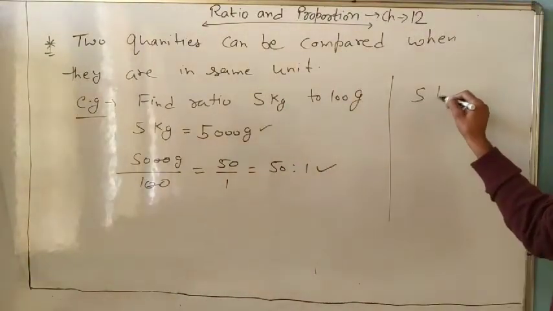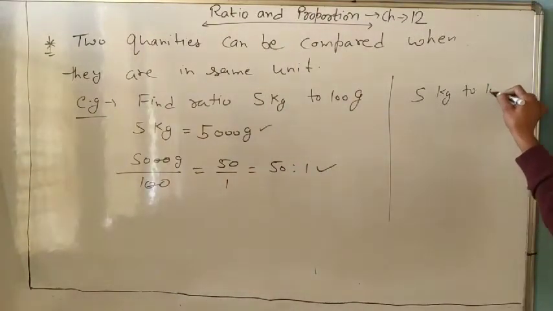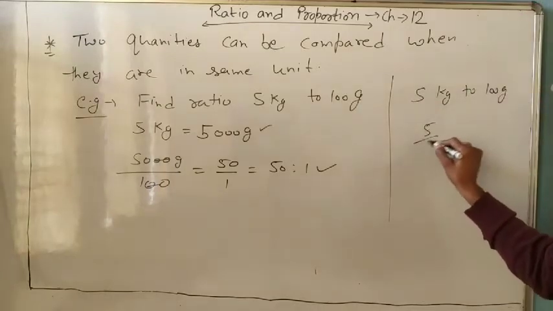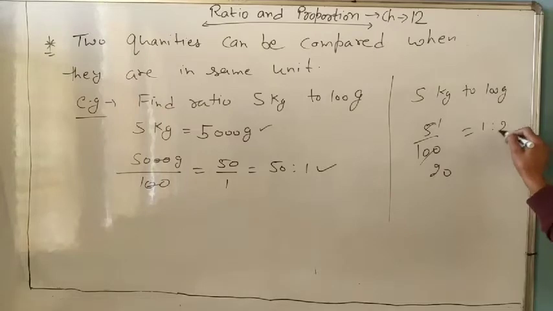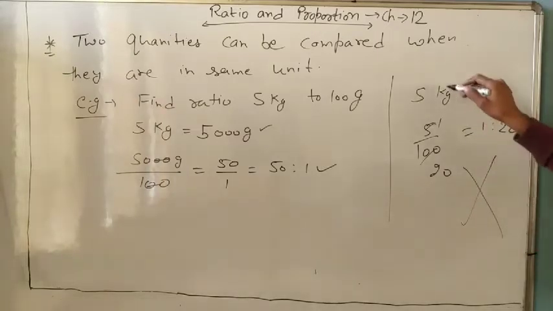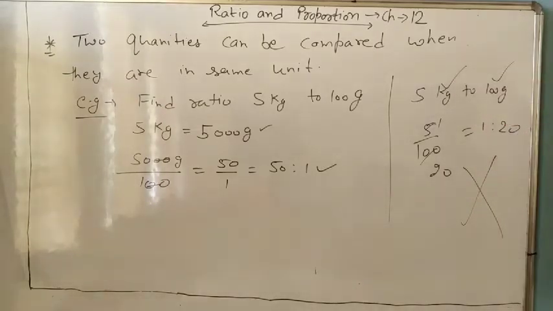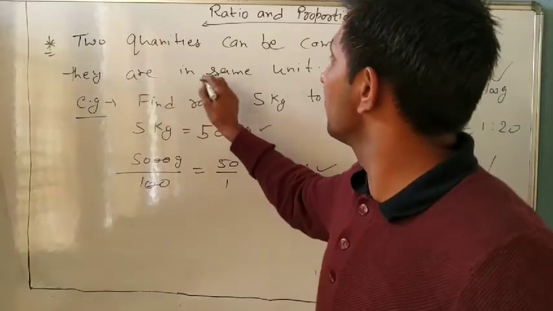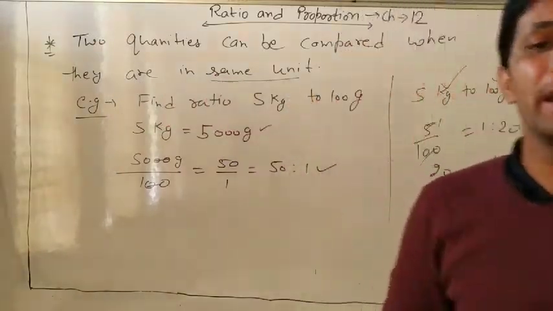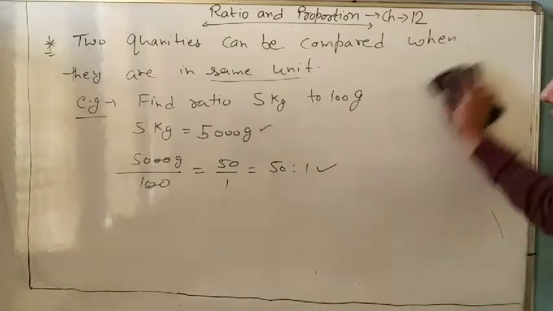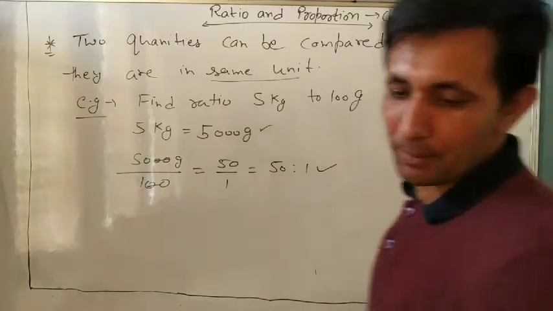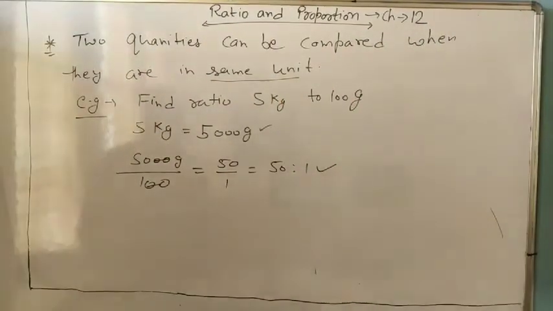Don't find like this one. 5 kg to 100 gram. So 5 divided by 100. 5 once is 5, 5 twenties are 100. So 1:20. It is wrong because one is kg, one is gram. So the unit should be same. Understand it? So it is wrong. So note down it. Two quantities can be compared when they are in the same unit.